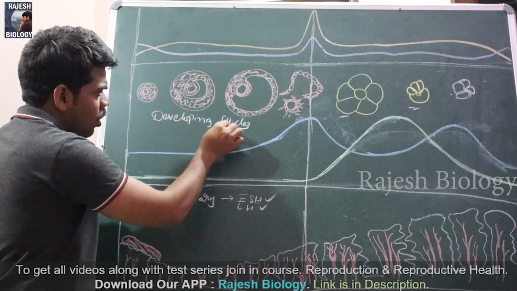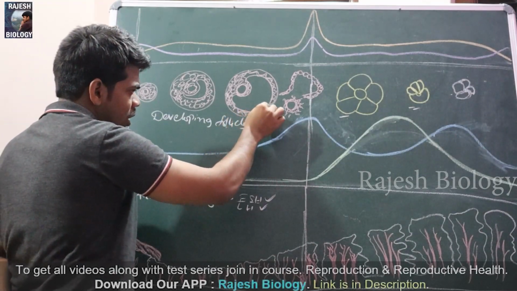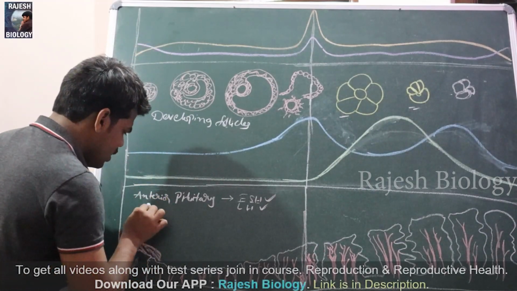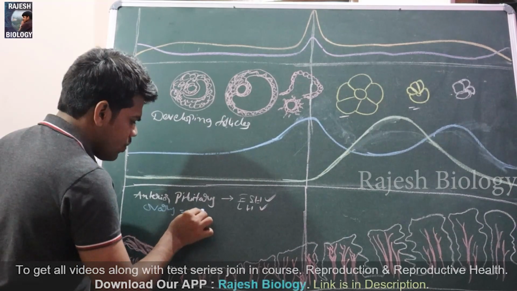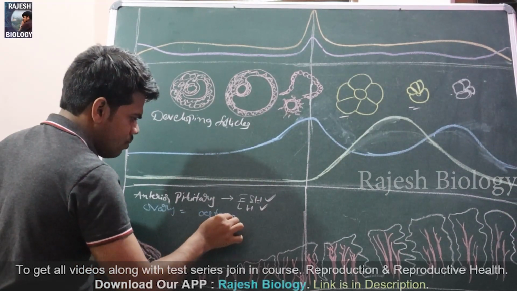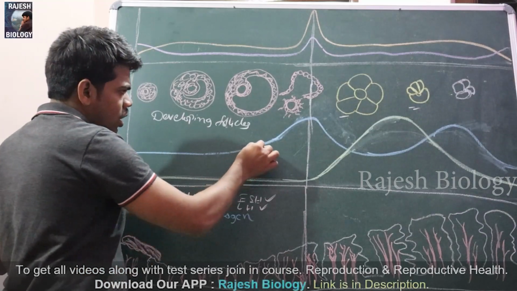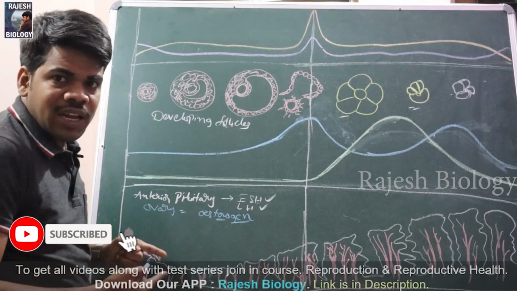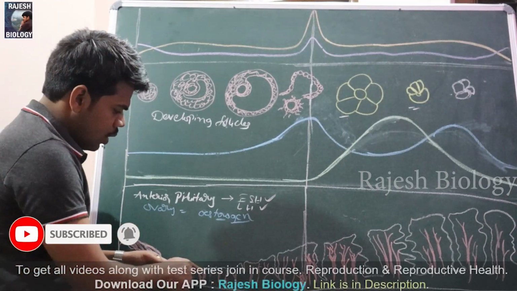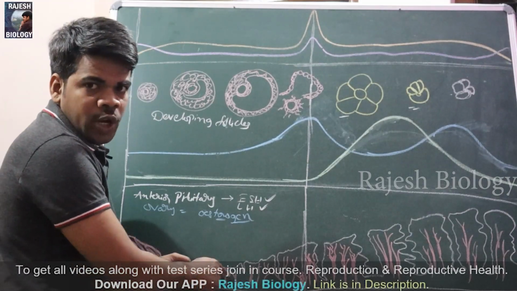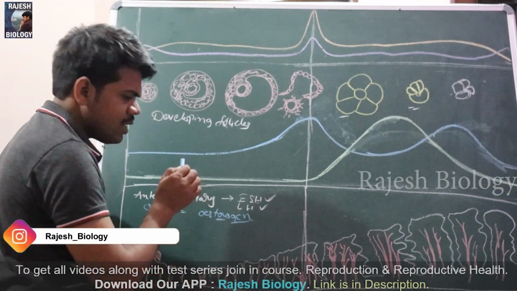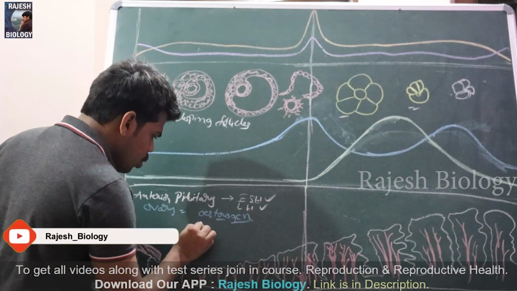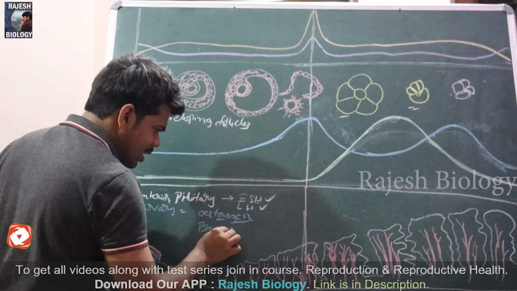FSH stimulates the follicles. This follicle is going to release a hormone called estrogen. The ovary releases estrogen, and it regenerates the endometrial wall. The endometrium undergoes proliferation because of this estrogen. And the corpus luteum releases progesterone.